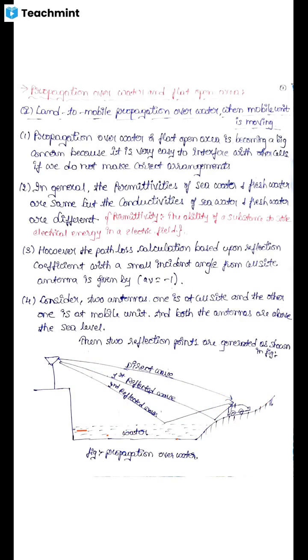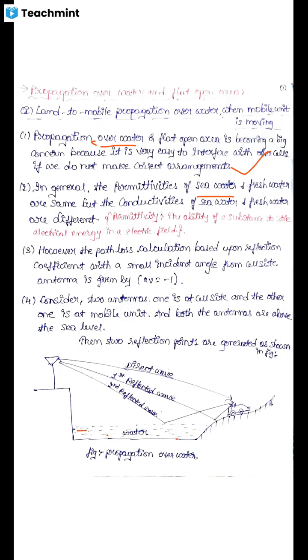See here, coming to the first point, while studying propagation over water or flat area, it is becoming a big concern. While studying propagation over the water, it is very easy to interfere with the other cells if we do not make the correct arrangements. What is the reason that propagation over the water is becoming a big concern and it is easy to interfere with other cells?